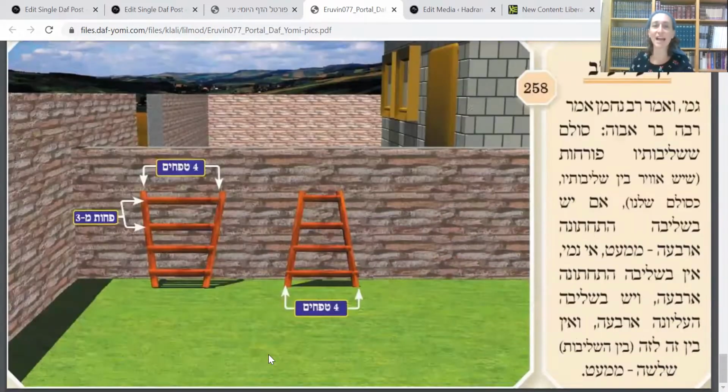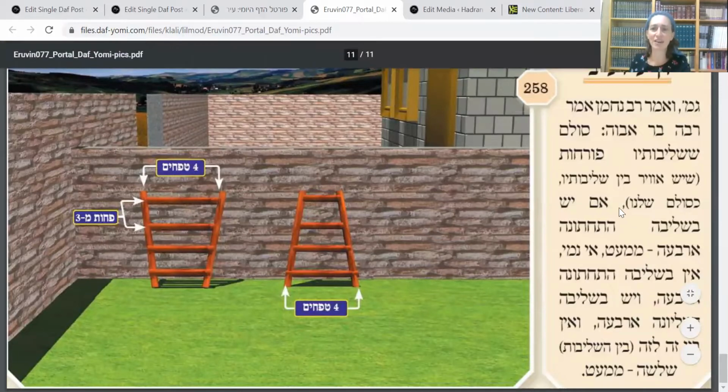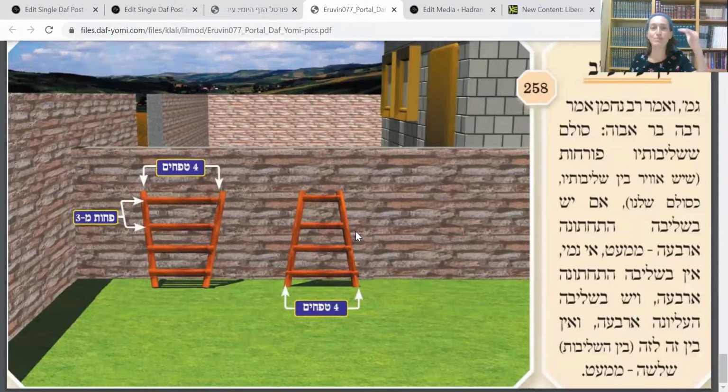Remember I said that the ladder has to be 4 tvachim wide for it to be usable. But now we're going to say, Sulam sheshlivotav porchot. It's a debate about what it means, shlivotav porchot. If you see here on the picture in 258, they put on the side, sheyesh avir bein shlivotav kesulam shelanu. A sulam porachat is basically a ladder like we have, which means it jumps from one to the other, each rung, as opposed to a ladder that's designed like steps. Right? Some people have those kind of ladders that are step-like.